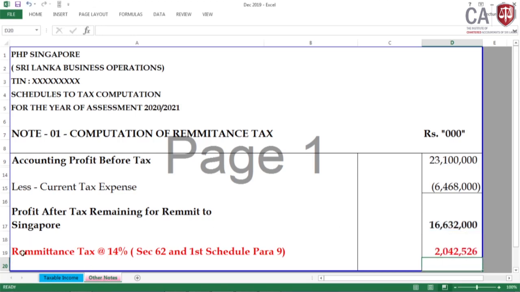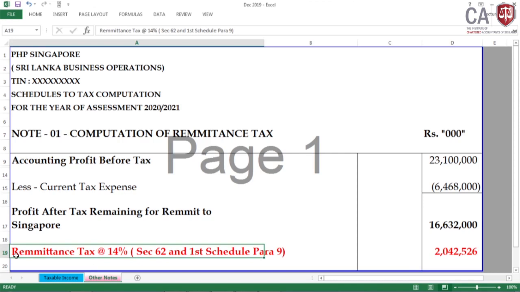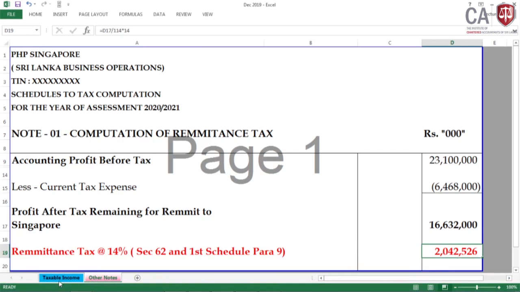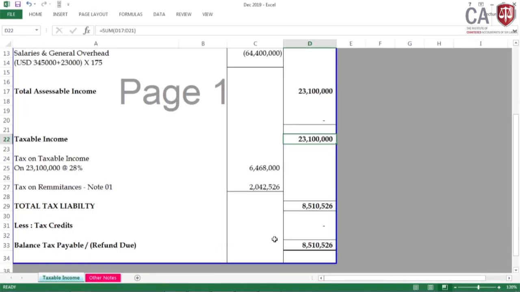Therefore, what is the amount of remittance tax at 14% as per section 62 and the first schedule para 9? It is 2,042,526. Then this is my answer. This is the total tax liability. We don't have any tax credit, then the balance tax payable or refund due is also the same amount. Is it clear? I think it is clear.